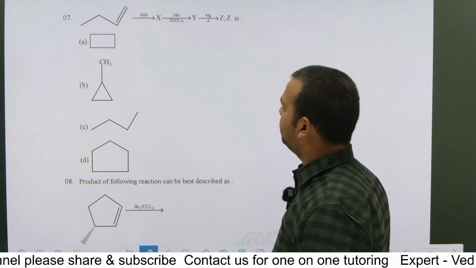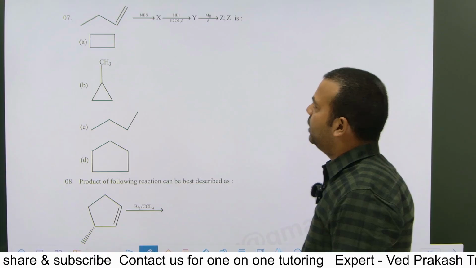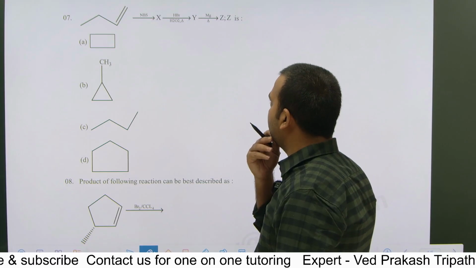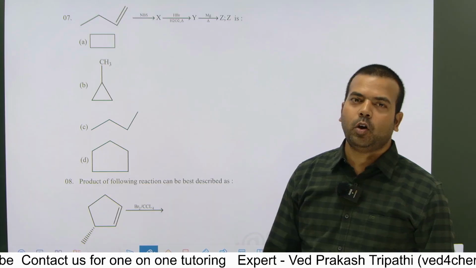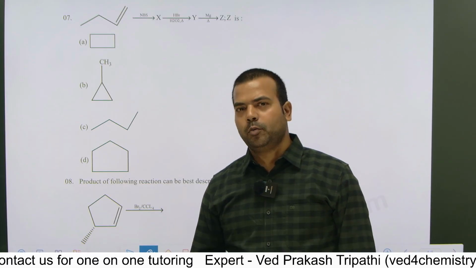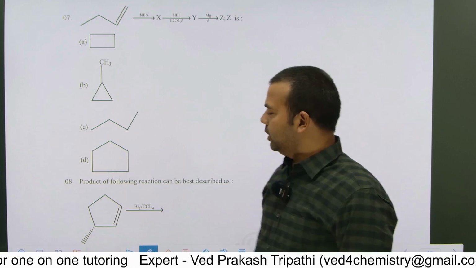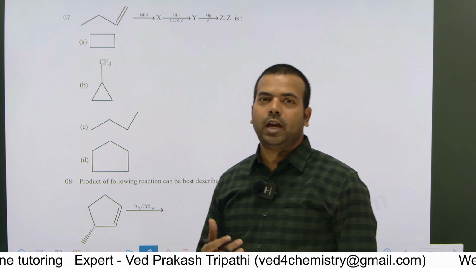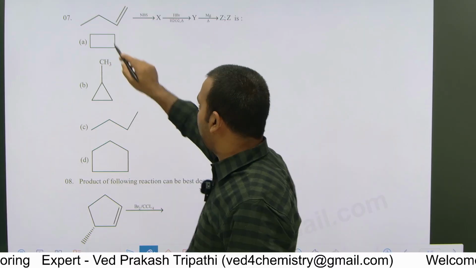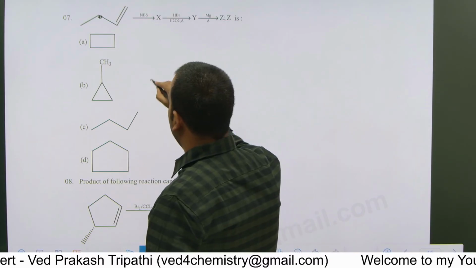Okay, number 7. Number 7 has multiple steps. The first reaction is NBS. We all know NBS is N-bromosuccinimide, and it gives allylic bromination. What is allylic? The carbon next to the double bonded carbon, next to the alkene. So this one is an allylic carbon, and here we have a bromine at the allylic position.